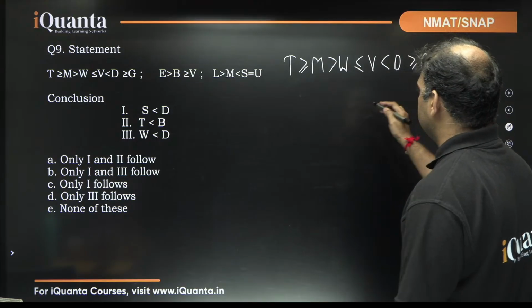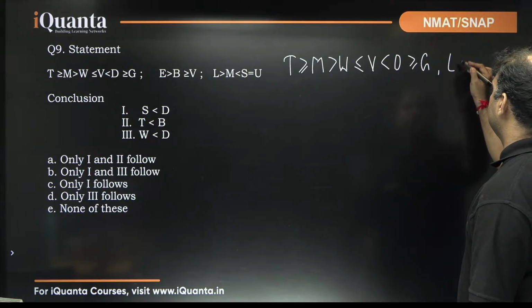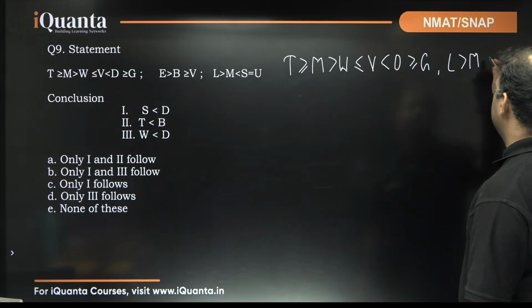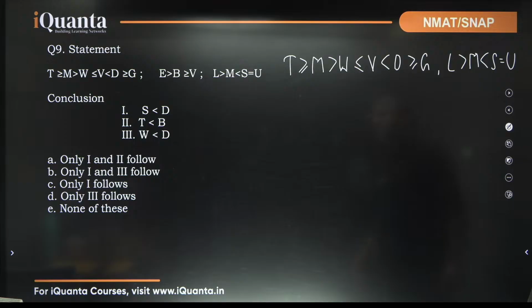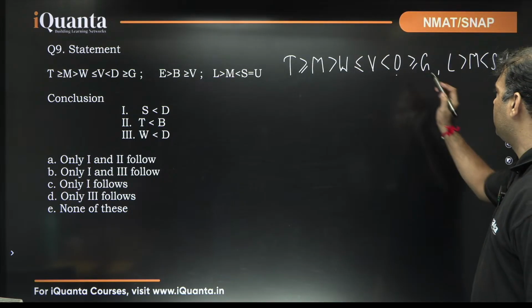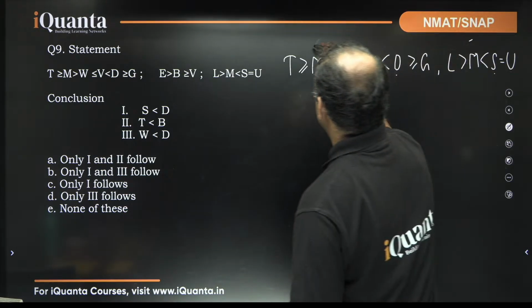Okay, the last one is about L, M, S and U. So let me write this here. L is greater than M, M is less than S, and S is equal to U. Fine, so this is about S and D. So D is here and S is here. What is common between these two? You can see that the common one is M. So let's start with M only.